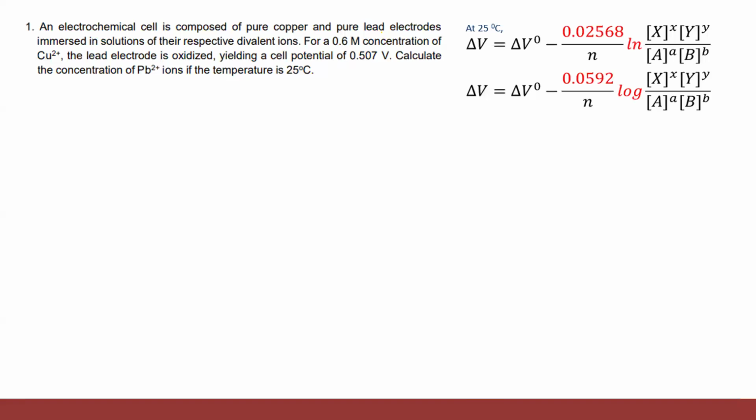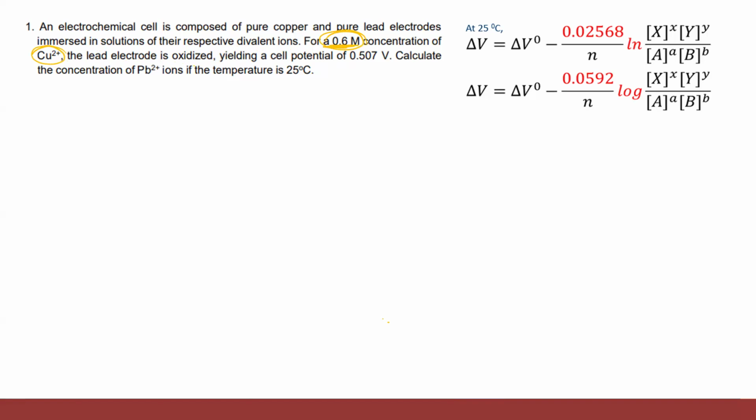Pure lead electrode, copper and lead immersed in solutions of their respective divalent ions. So divalent is two plus, so 2 plus ions. For the concentration of copper, the copper concentration is given to you.